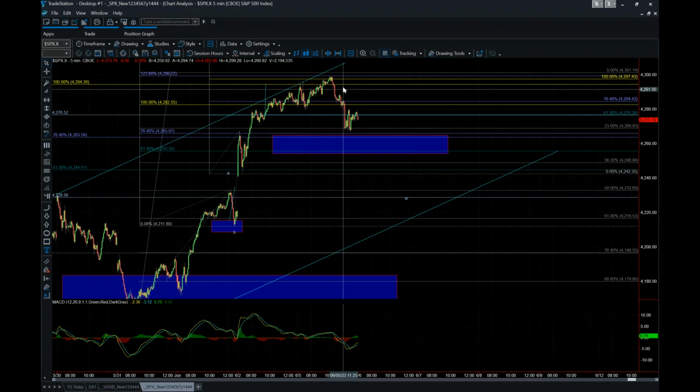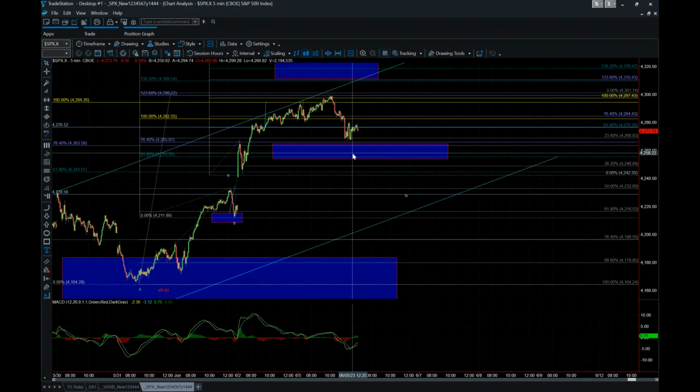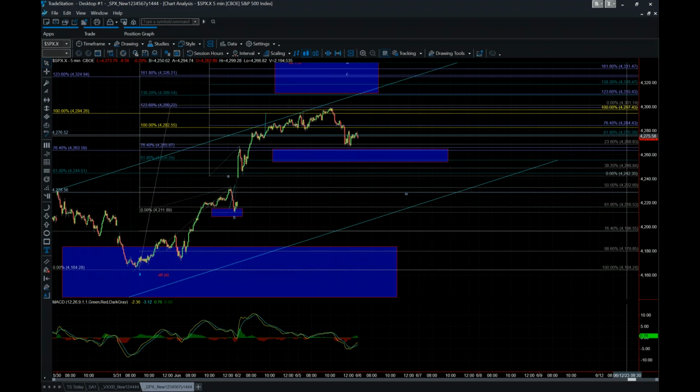There's really no 5 down. It's pretty clearly 3 down. We don't have a break of support, and we just have really nothing to go off of. We don't have any targets. We don't have any clear setup at the moment, and we don't have any signal on the top.